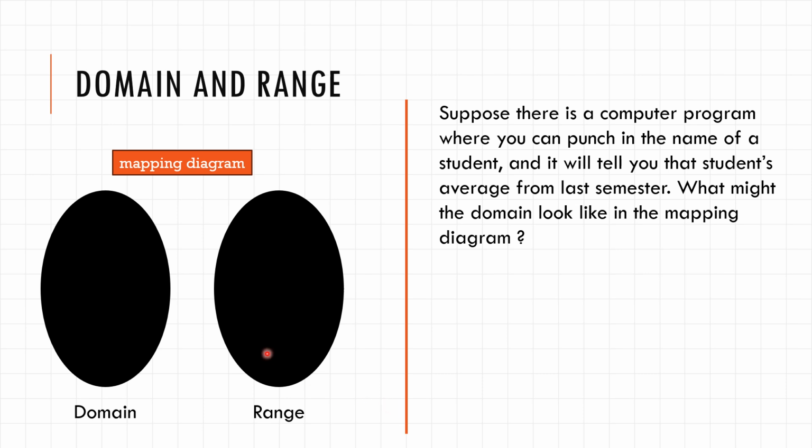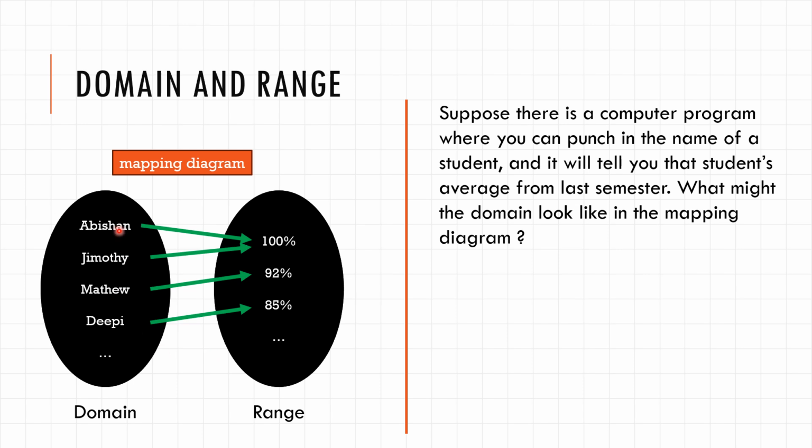Well, hopefully, maybe you got something that looks like this, right? So you have a list of student names in the domain. We're inputting their names, and the program will give us their average. So in this case, maybe Abishan and Jimothy, they both got 100% average. Wow, smart kids. Maybe Matthew got only a 92%, and DP got an 85%.